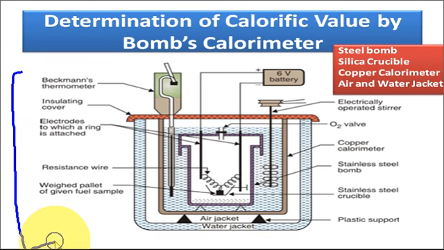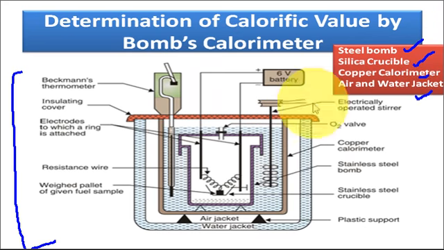This is the construction diagram of the Bohm's calorimeter. Mainly, the Bohm calorimeter contains four main parts. First is the steel bomb, second is the silica crucible, third is the copper calorimeter, and fourth one is the air and water jacket. So let us discuss all of these one by one.